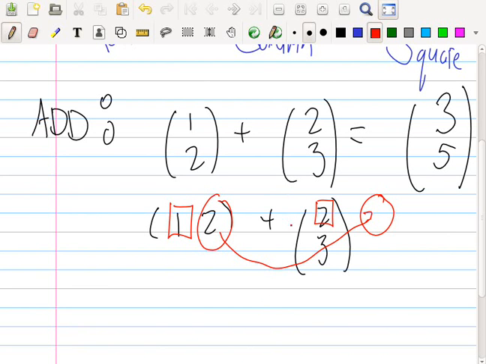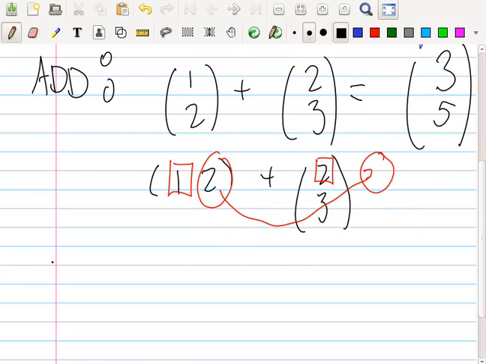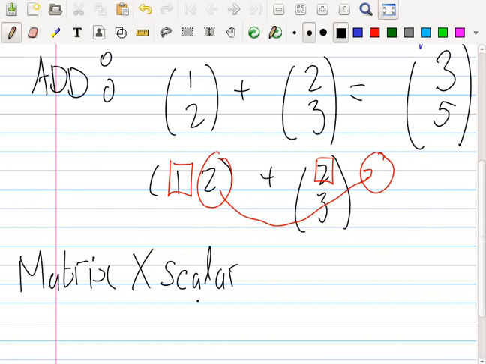But for the first rule, adding and of course subtracting, which is the same thing really, it's just what you might expect. 1 plus 2 is 3 and 2 plus 3 is 5. Now let's look at the next rule, which is a matrix multiplied by what's called a scalar. You might not know this word, but all scalar means is a single number, like x, for example.